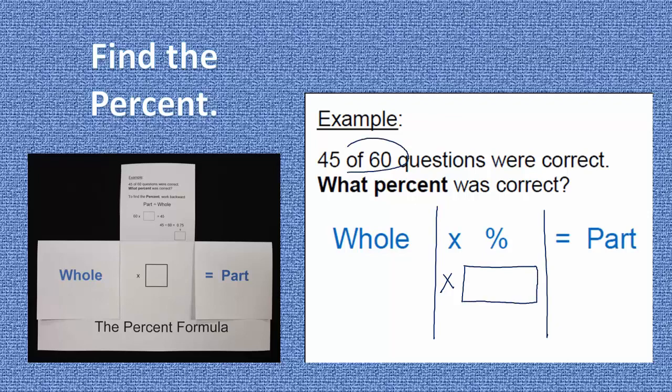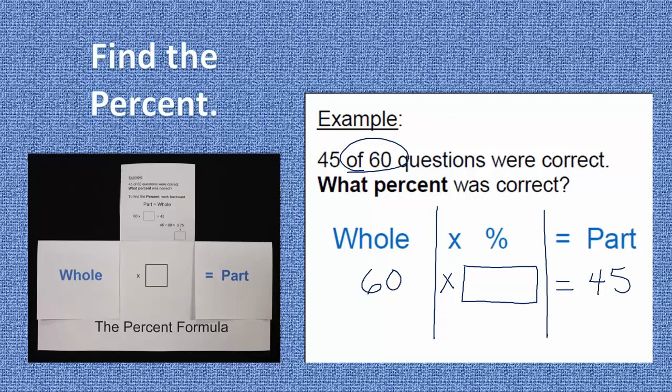We see of 60 again. 60 is the whole amount. Only 45 of the 60 questions were correct, so 45 is the part of the questions that were correct.